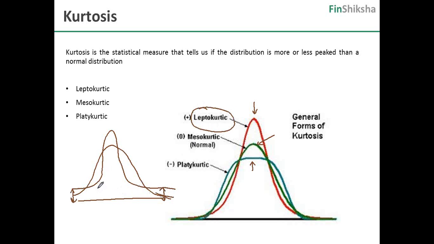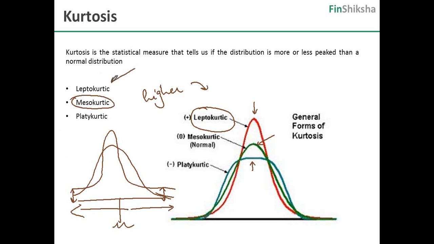It effectively means that the probability of extreme returns away from the mean, or the mu, is higher as compared to a normal curve. A normal curve is called mesokurtic. A curve which tells you about extreme possibilities of higher or lower return is leptokurtic. A curve which is flatter, which means effectively lower possibility of extreme returns, is called platykurtic.